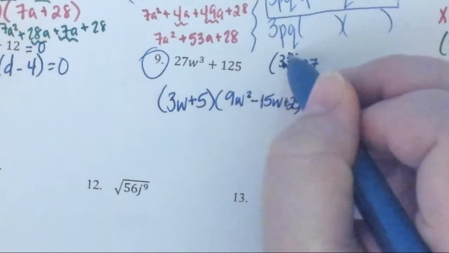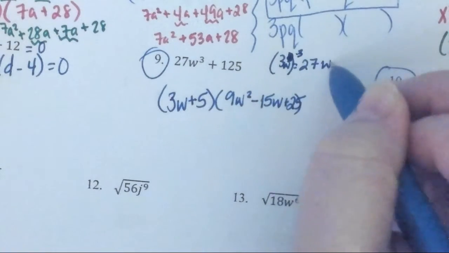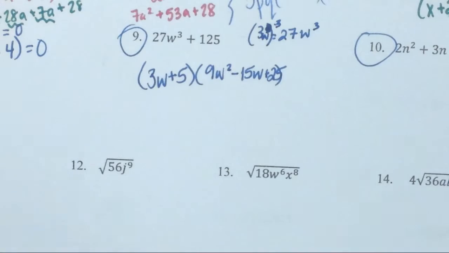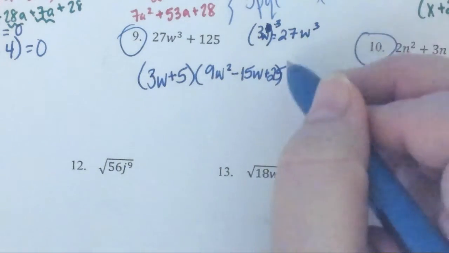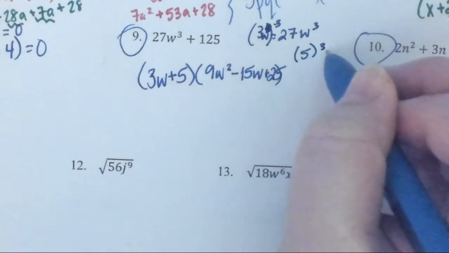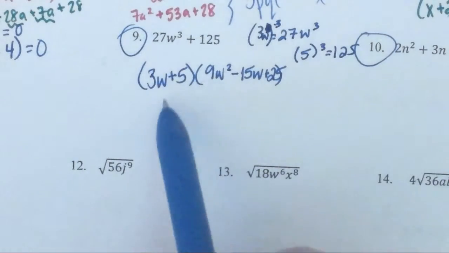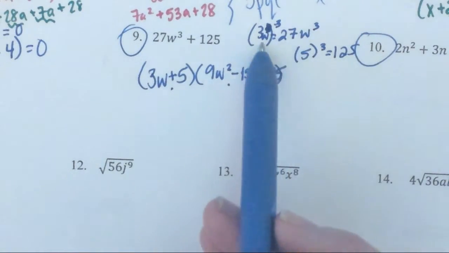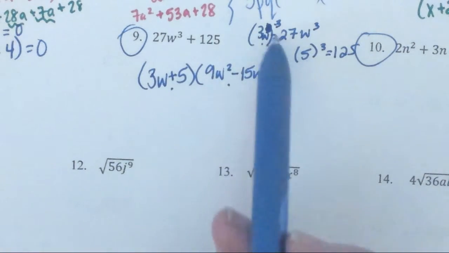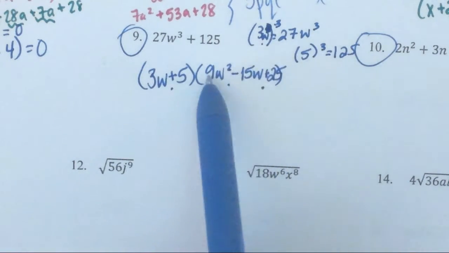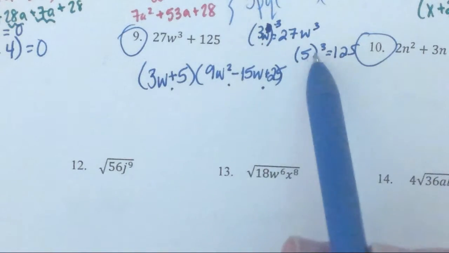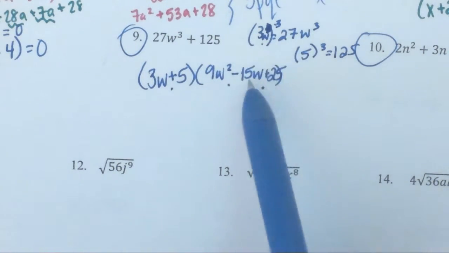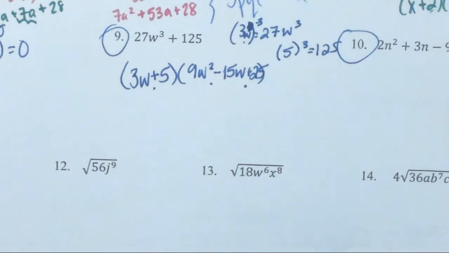3w cubed is 27w to the third. Yes. 3w cubed is 27w cubed. She's right about that. And then 5 cubed is 125. If we remember SOAP, same sign, opposite sign, always positive. She did 3w and 5 in the front two slots. 3w squared it, so 3 squared is 9. W squared is w squared. 5 squared is 25. She multiplied the two together and got 5 times 3w. That's minus 15w. That's perfect.